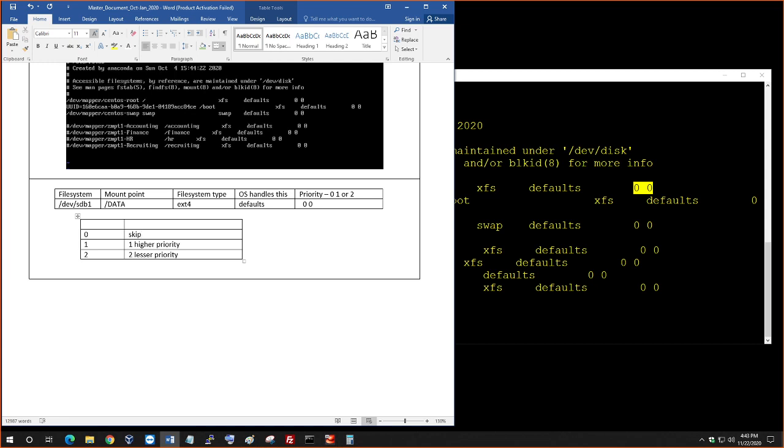So what's going to happen here is the priority is the file system check, okay?